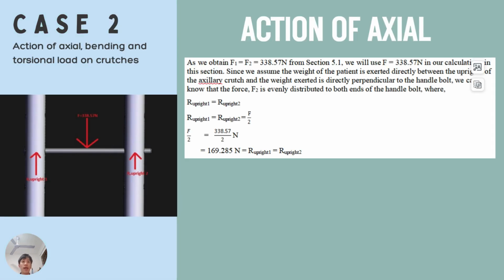Right, next, now we look at case 2. In case 2, we're going to analyze 3 aspects of forces here. The first one is the action of axial. The second is the action of bending, which is the force that causes the bending of the crutches, and the third is the torsional loads that are exerted on the crutches.